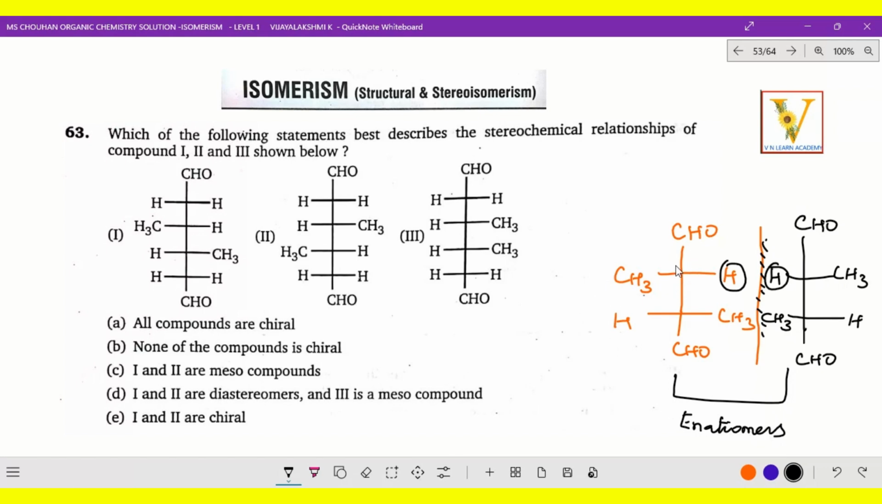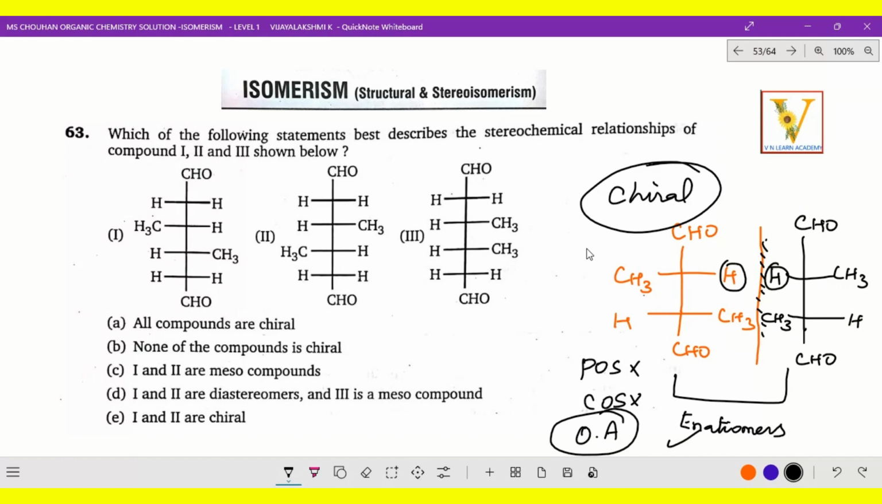Is there any POS available? Is there any COS available? POS absent and COS also absent. So COS, POS absent means optically active. So optically active means what? Enantiomers, right? So this is a chiral carbon, right? First and foremost, COS, POS absent means 100% it is chiral. So chiral molecule, enantiomers, POS, COS absent, optically active, all this.